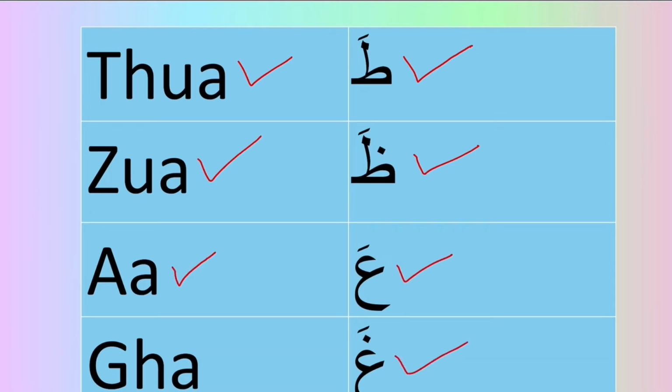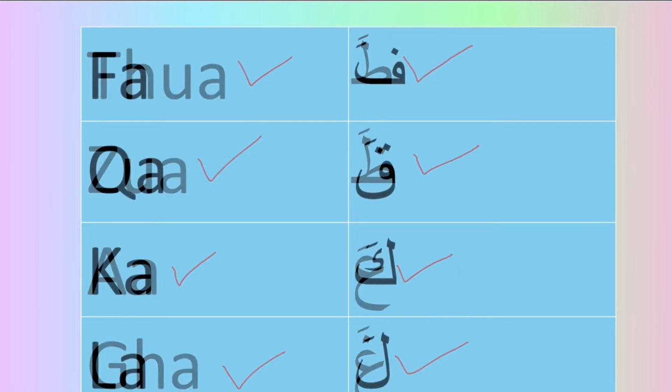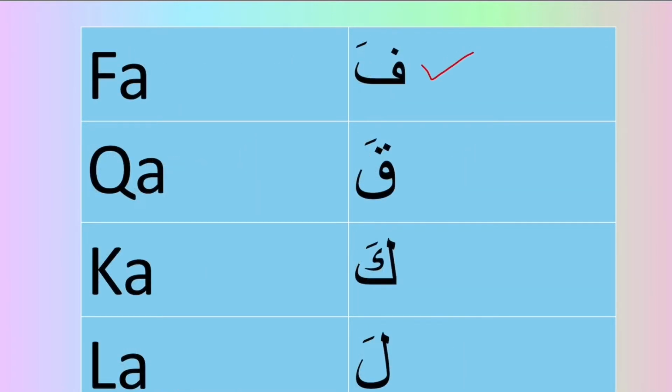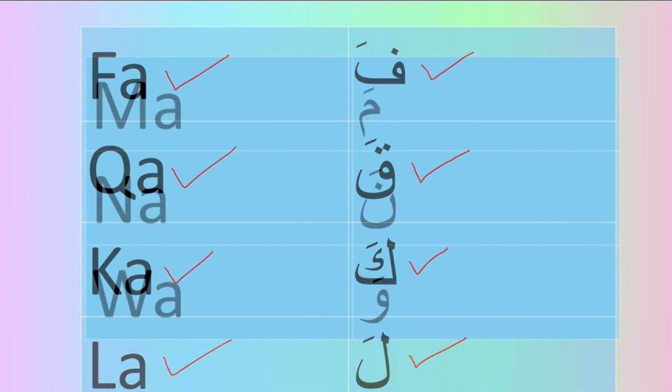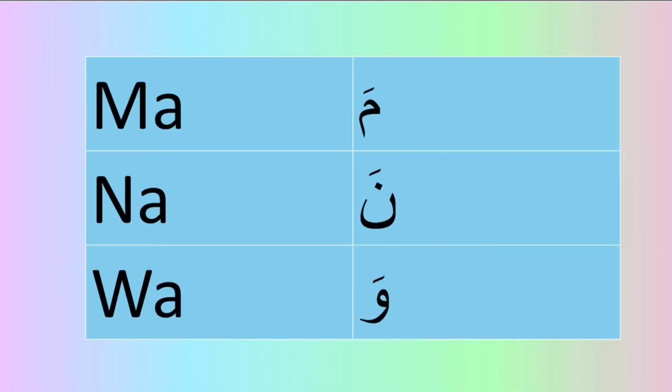Ghain fatha ga. If I add fatha to fa, it becomes fa. Qaf fatha qa. Kaf fatha ka. Lam fatha la. Let's see the next one. If I add fatha to meem, it becomes ma. Noon fatha na. Waw fatha wa.